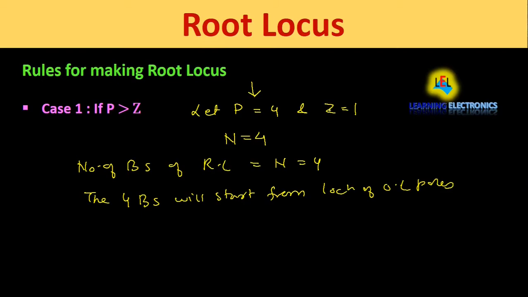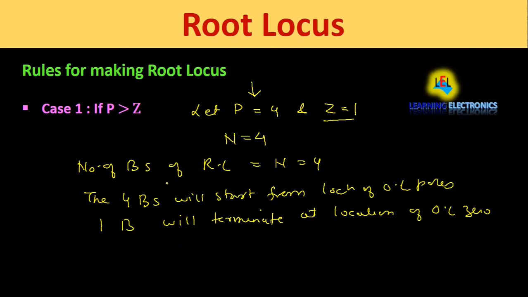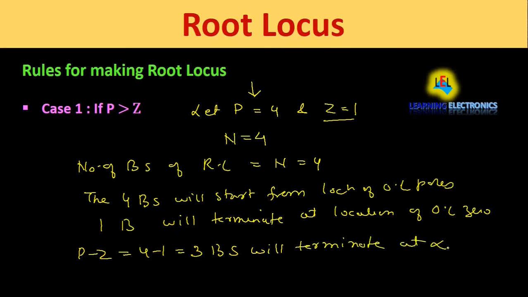And since here z is equal to 1 is given, so out of 4 branches, 1 branch will terminate at the location of open loop 0, since only 1 zero is given. The remaining 3 branches, that is p minus z, will be equal to 4 minus 1 is equal to 3. So the remaining 3 branches will terminate or end at infinity.